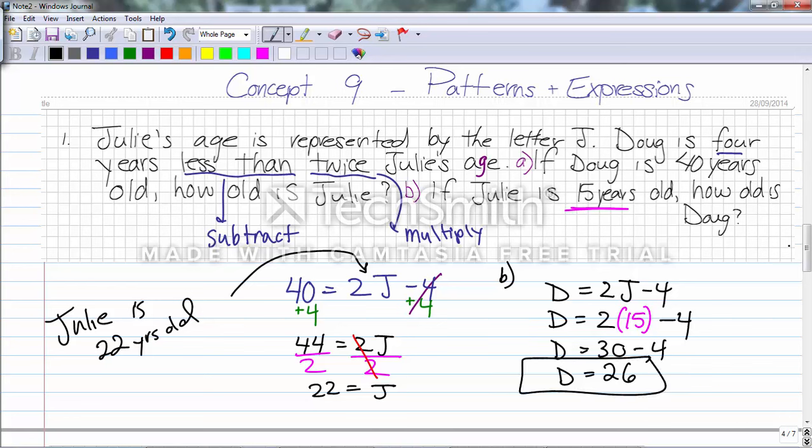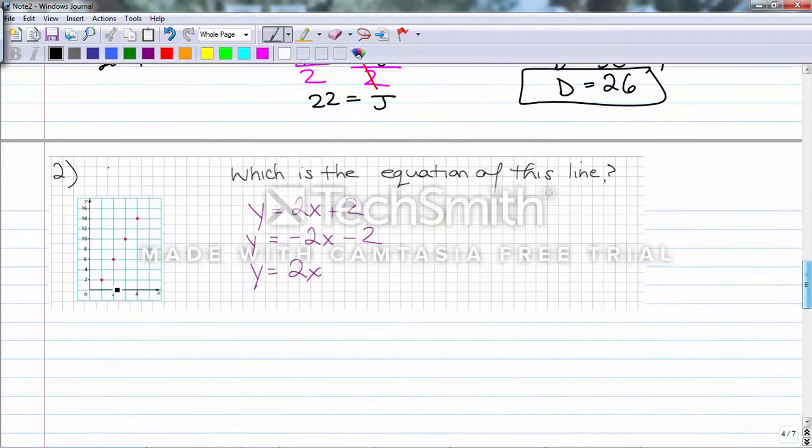Tricky. The hardest part is coming up with that equation. So maybe you want to do a little guess and check and then work back to the equation, but the more you do, the easier it gets.